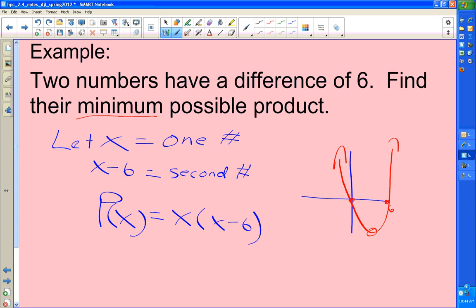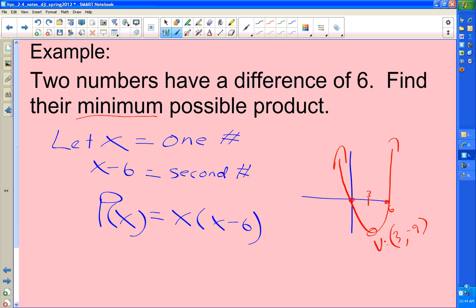How am I going to find out where that is? And how will I get it? Why 3? Halfway between the 0 and the 6 is going to be 3. Or if you had your negative 6, it would be a negative 3 you're going to plug in. Doesn't matter. So the x coordinate of your vertex is going to be 3. What's the y coordinate of your vertex going to be? Negative 9.